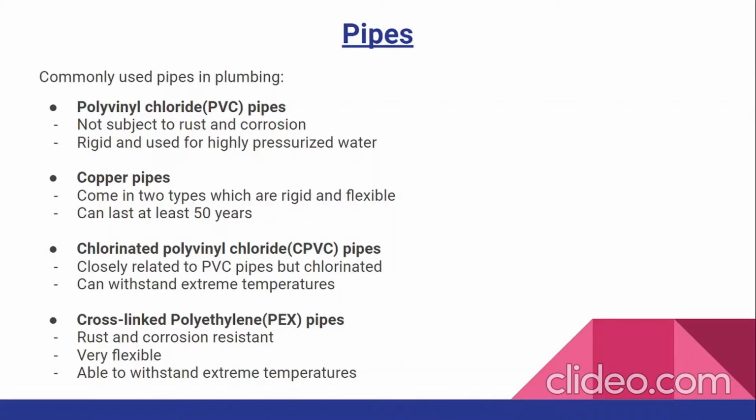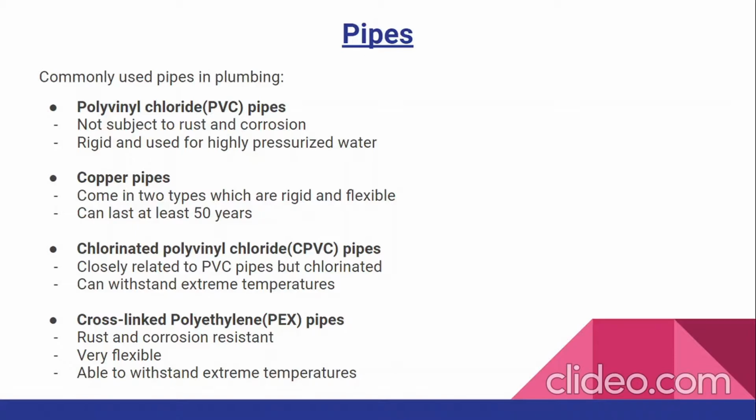First of all, we would like to make adjustments to the pipes. Now, there are four commonly used pipes in plumbing. The first one is polyvinyl chloride pipes, or PVC pipes for short. They are not subject to rust and corrosion. They are also rigid and used for highly pressurized water. The second one is copper pipes. They come in two types which are rigid and flexible. They can last at least 50 years.